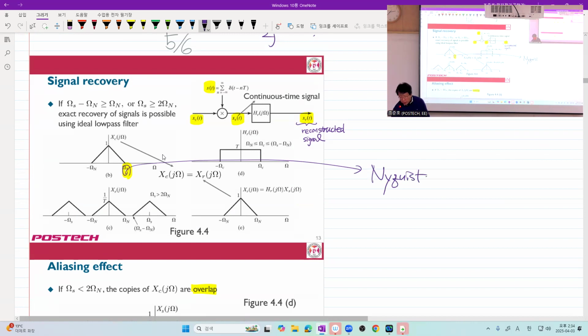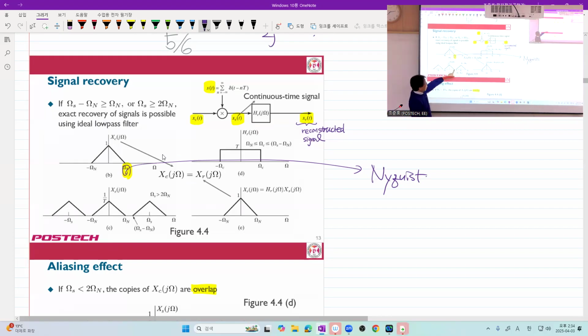By the way, Nyquist is a person's last name, dedicated to the discoverer of this theorem. As you see, if this impulse train or sampling function in the frequency domain has larger spacing than twice of this one, then you have something like this.